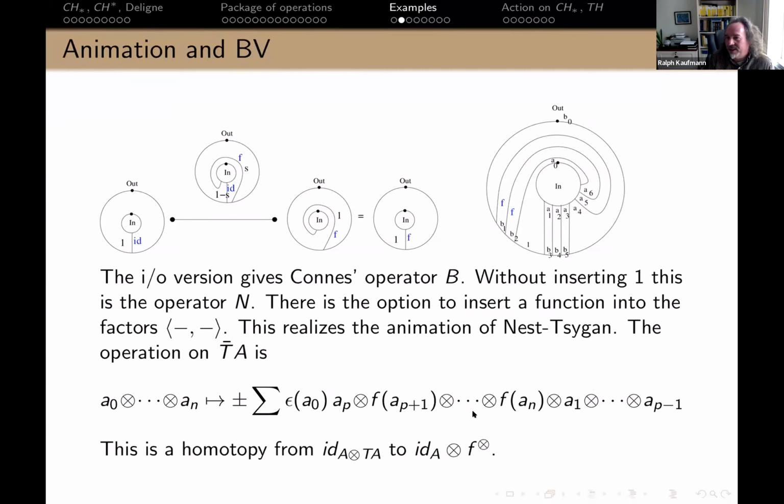If it's the identity, you just get the original cob B operator if you take the epsilon here, which means that you label this one by 0. And if you label this one by 1, then you actually just get the operator n, which turns around your tensor.